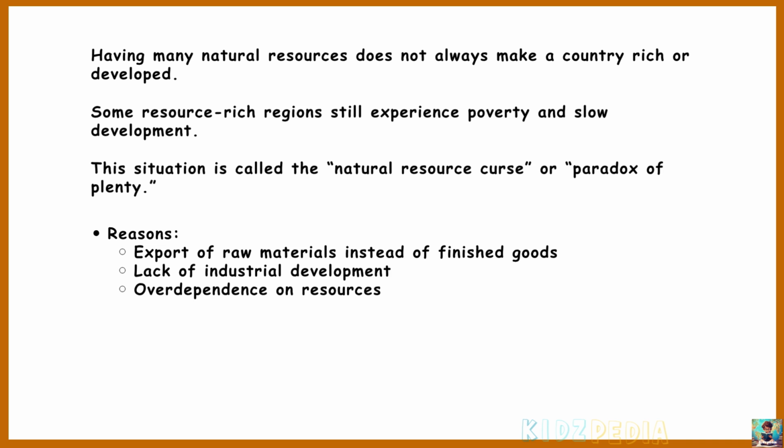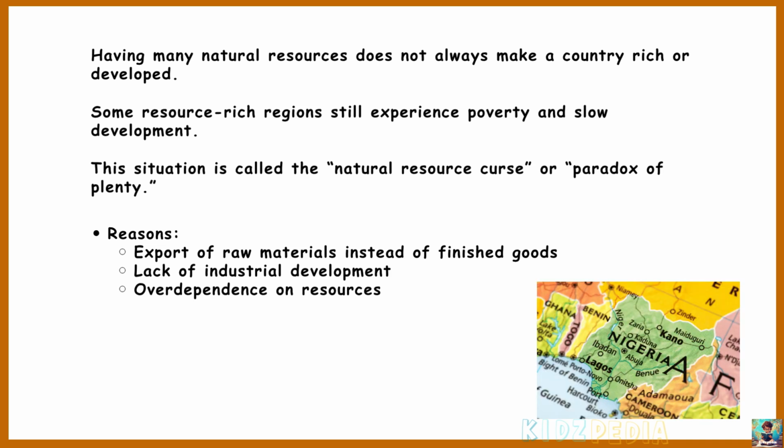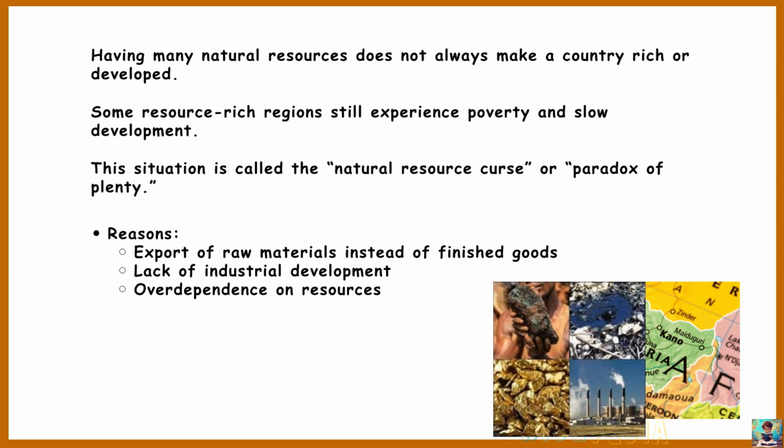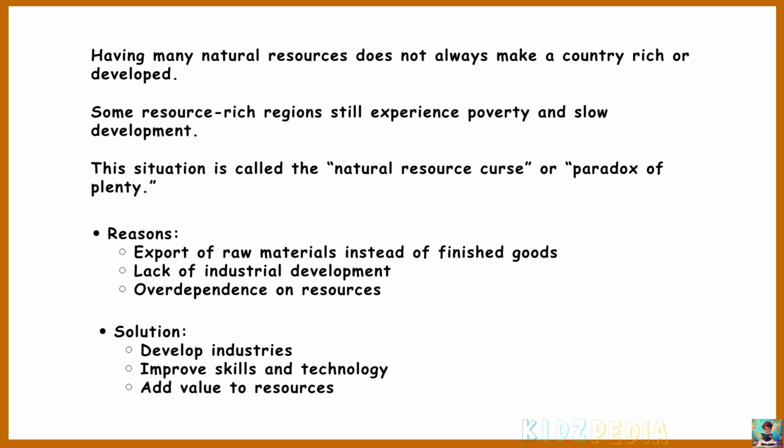high value products. For example, Nigeria has large reserves of petroleum and natural gas, yet many people in the country face poverty and unemployment. So, although it earns money from exporting crude oil, industries that convert oil into high value products are not sufficiently developed there. This shows that having abundant natural resources alone does not guarantee economic prosperity. So, natural resources alone do not guarantee prosperity.